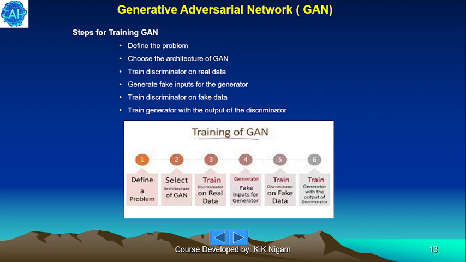Steps of training GAN: define the problem, choose the architecture of GAN, train discriminator on real data, generate fake inputs for the generator, train discriminator on fake data, train generator with the output of the discriminator.